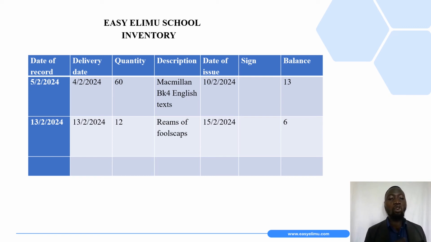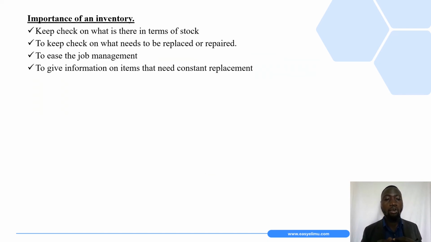On another row, we have the date of record, the delivery date, the quantity, and the description, reams of foolscaps. We have the date of issue, then again, the column for the signature and the balance. So this is an example of an inventory. This is how an inventory should look.